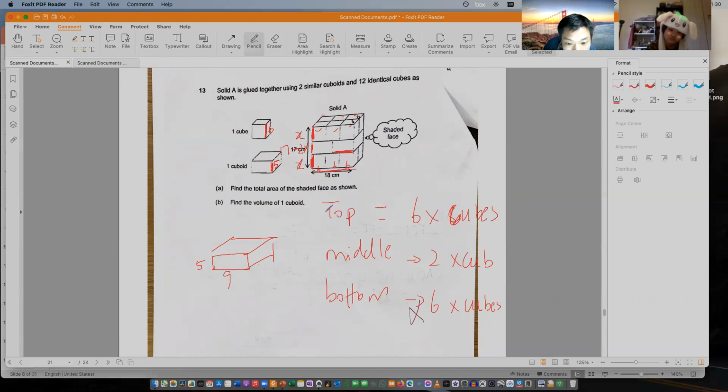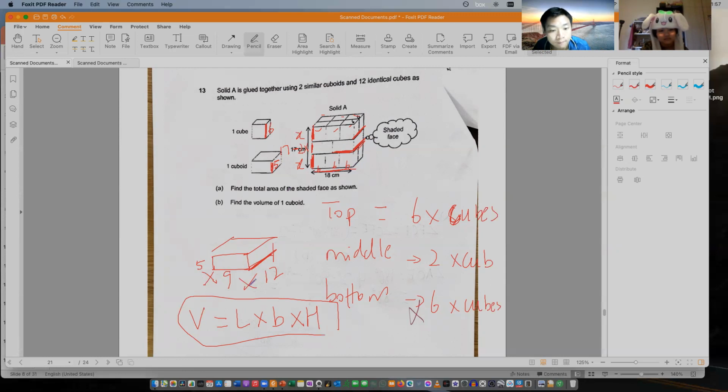Okay, then this side, the breadth. The breadth is a combination of 2 sixes, so it's 12. Do you know the formula for volume of cuboid? Length times breadth times height. Yes. So this is the formula. So what you need to do is just multiply these 3 together for the cuboid. So question A you cannot do, but question B you can.